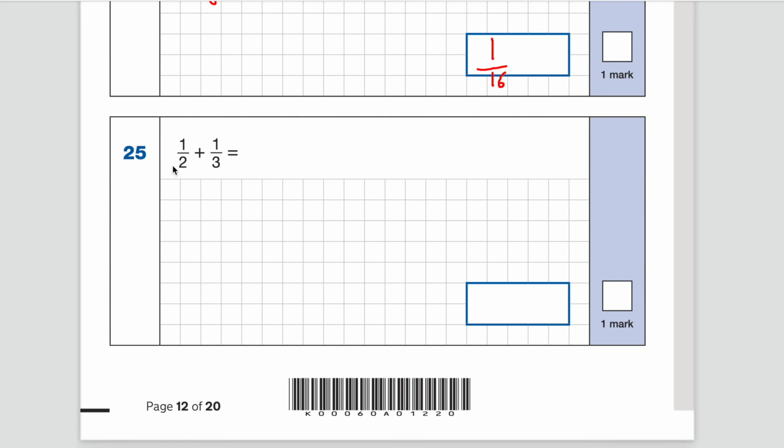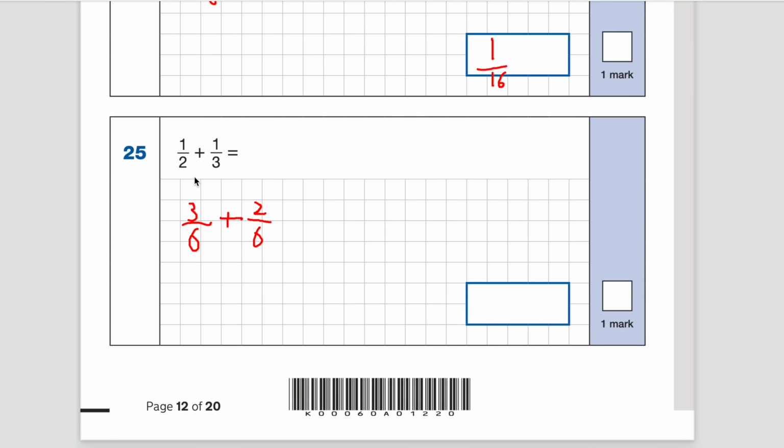What do I need to multiply the top and the bottom by on this half to turn it into sixths? The answer is 3. So if I multiply the top and the bottom, 3 times 1 is 3. 3 times 2 is 6. We've got our 6 at the bottom now. Plus, what do we need to multiply here, the top and the bottom by, to turn it into sixths? It's 2. So 1 times 2 is 2. 3 times 2 is 6.